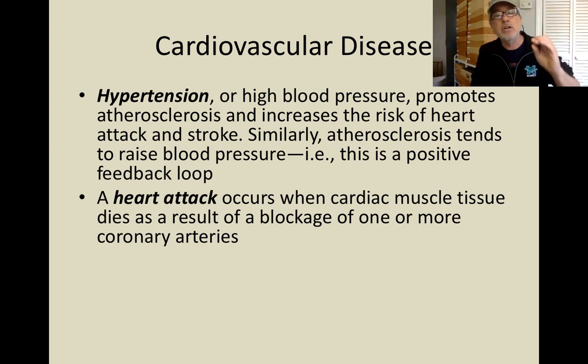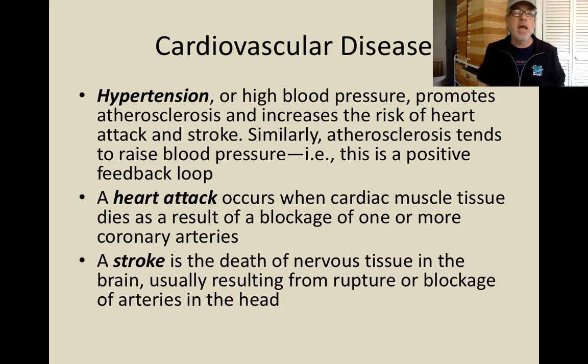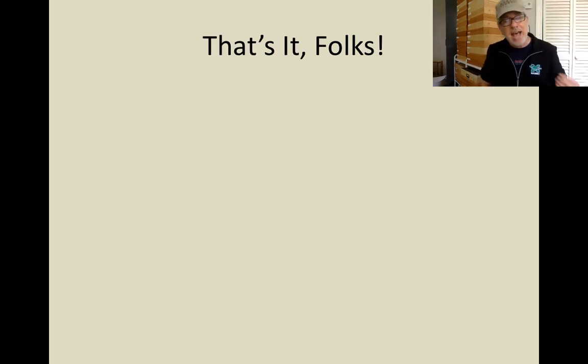Meanwhile, heart attack occurs when there is a blockage in one or more of the coronary arteries. These are the arteries that serve the heart. And as a result, cardiac muscle tissue dies. When that tissue dies, it becomes much more difficult for your heart to continue beating. And finally, stroke occurs when a blood vessel, an artery in the head, gets blocked or breaks, and therefore this causes the death of nervous tissue in the brain. So those are the 4 most common diseases associated with the cardiovascular system, and I thought you should know about them. So that's it for today.